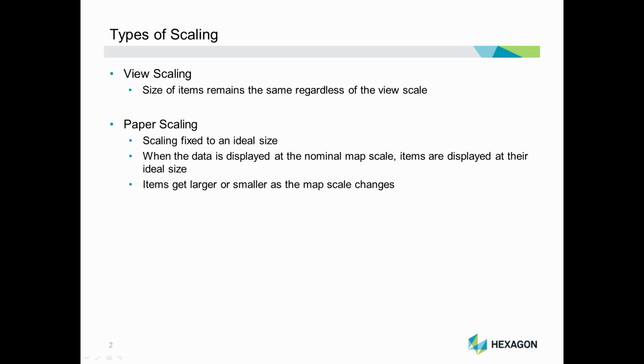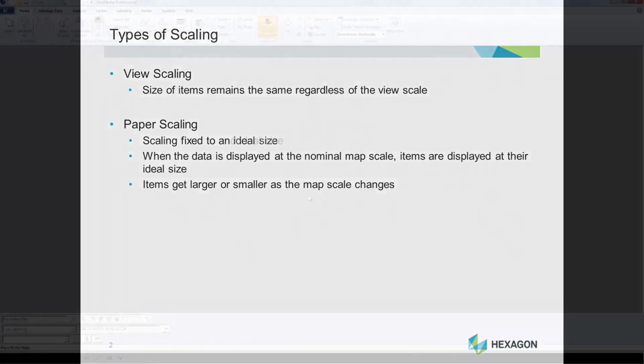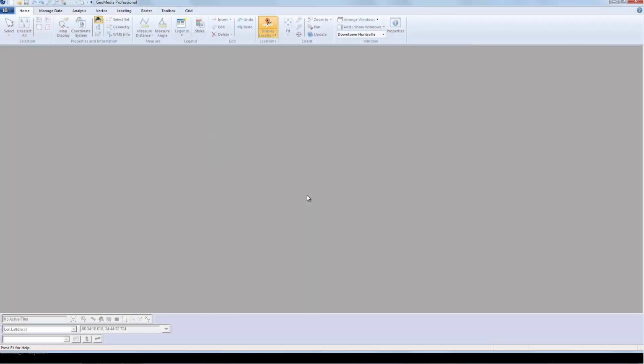When using view scaling, the size of the items remains the same regardless of the scale at which the data is being viewed. Paper scaling sets the style to its ideal size at a fixed map scale, called the nominal map scale. When the map window is displayed at this scale, the items are displayed at their ideal size and will get larger or smaller as the map zooms in and out. I'll open GeoMedia to see an example of both scaling methods.